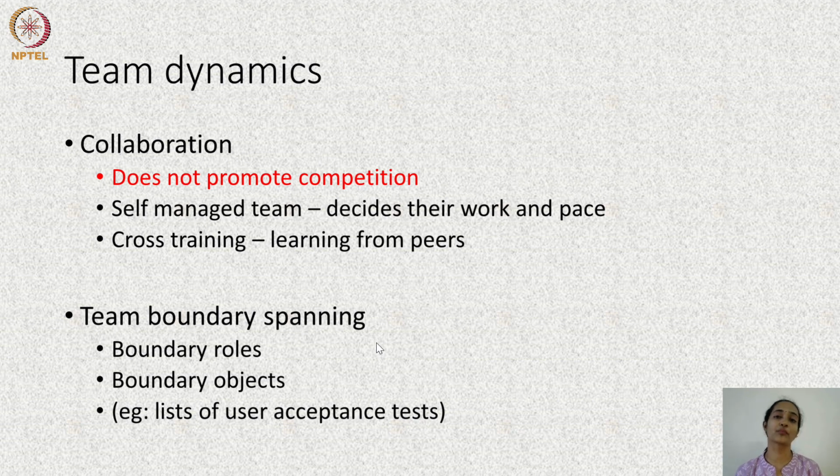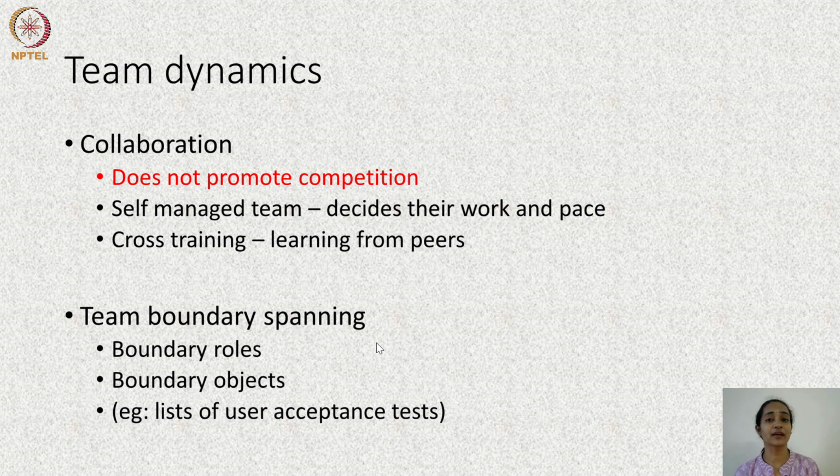The next important process in Agile teams is team boundary spanning. Team boundary spanning happens when team members reach out to people outside the team either for getting resources or information. Agile teams have certain specific roles which help in team boundary spanning. For example, the role of the product owner ensures that the team is well connected to the customer.